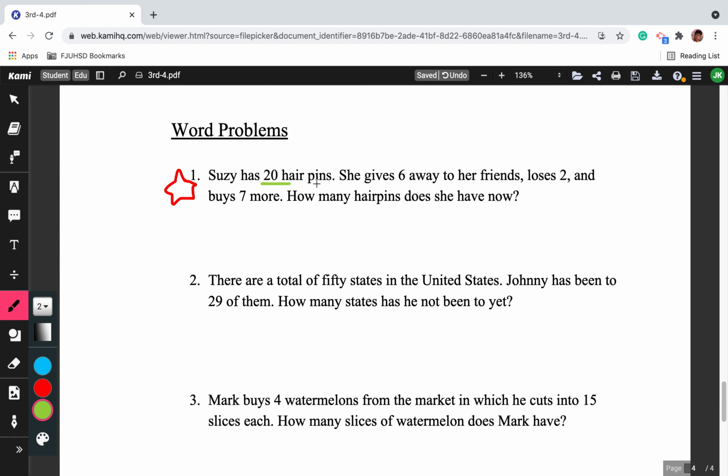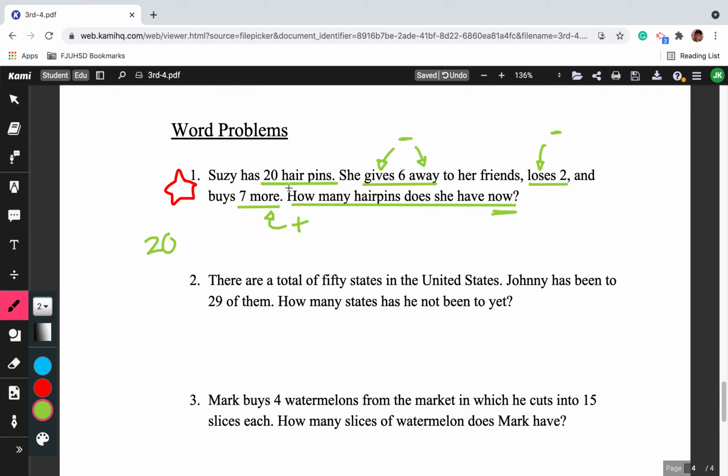Okay, word problem. Susie has 20 hairpins. She gives 6 away to her friends, loses 2, and buys 7 more. How many hairpins does she have now? So, she has 20 pins, and she gives 6 away. This is going to be subtraction. Loses is also another way to say subtraction. And then more means you're gaining things, you're adding things, so that's add. And then we're looking for how much she has now.